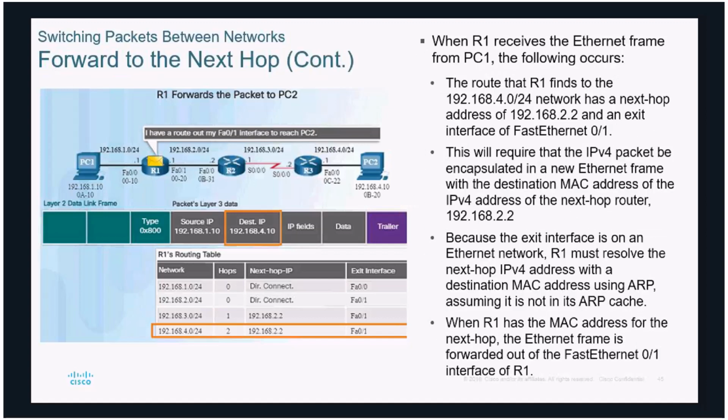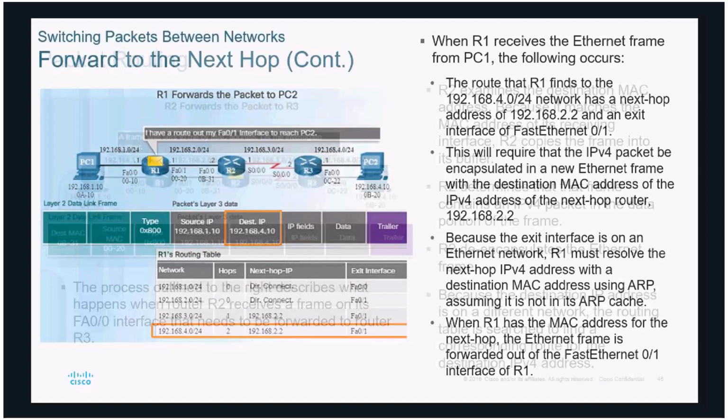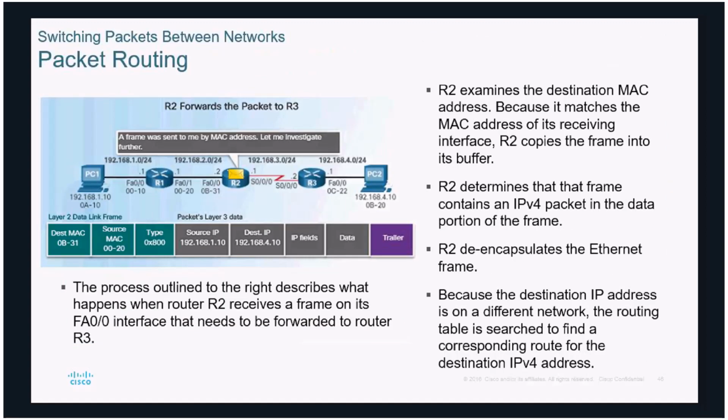Gets to there. R1's received it. This is repeated stuff. Yes, it got to 2.2. R2 forwards the packet to R3. Now R2 examines the destination MAC address, and it's just repeating the same thing.